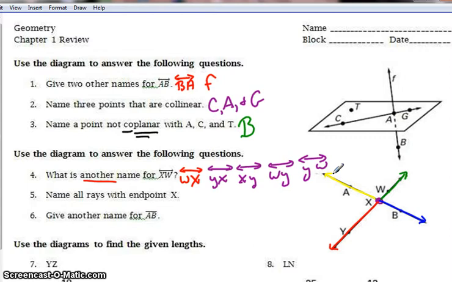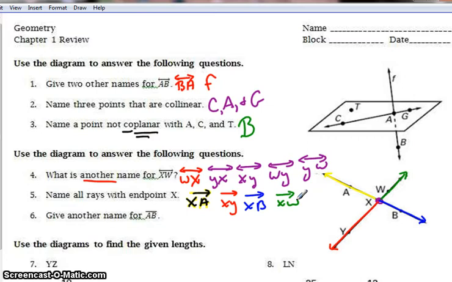So the first one, or the one I highlighted in yellow, that's not exactly very easy to read, so I'm going to write it in yellow, but I'm going to go over it in black. So ray XA. Then we have the one that I highlighted in red, so XY. Notice that all of these are starting with X because that's the endpoint. And then we have also XW. So those are all the rays that have endpoint X.